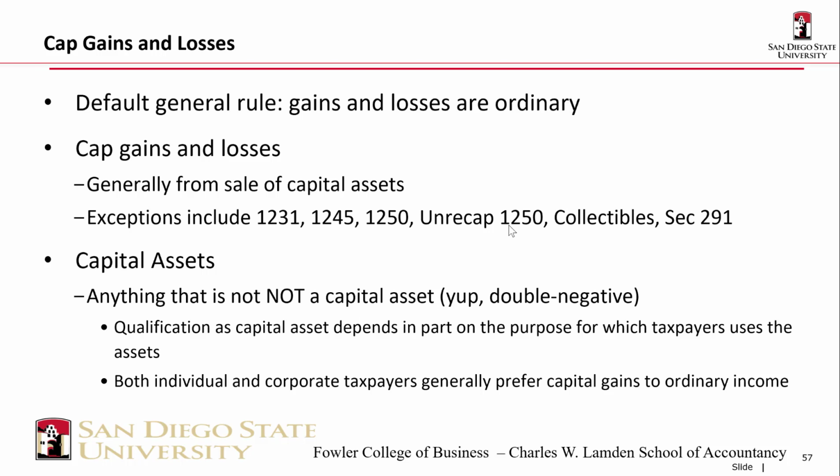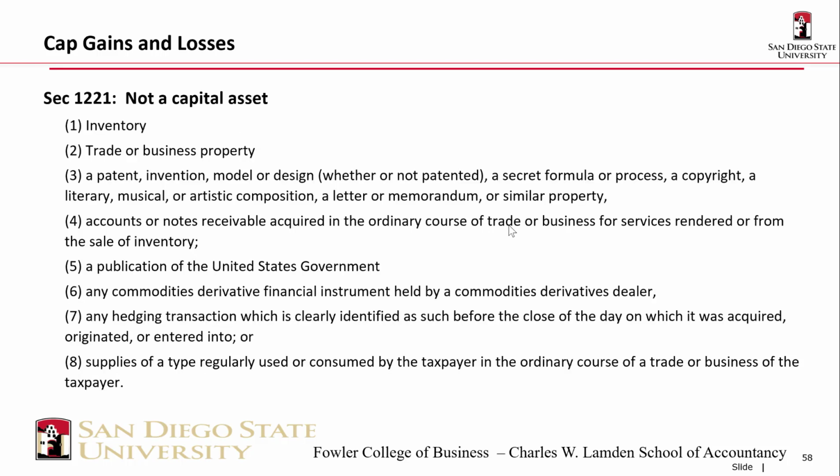And the definition of capital asset can depend on the use by the taxpayer. We should recognize that both individuals and corporate taxpayers generally prefer capital gains to ordinary income. For individuals, it's because they're taxed at a lower rate. And for corporate taxpayers, it's because you can't offset capital losses with anything but capital gains. So we'll walk through that in a little bit when we do netting.